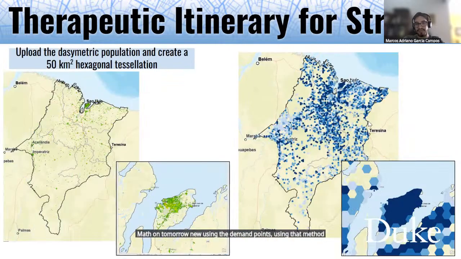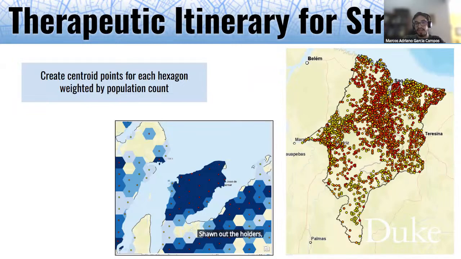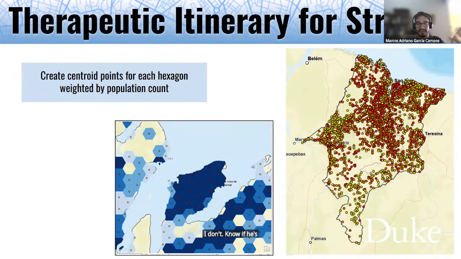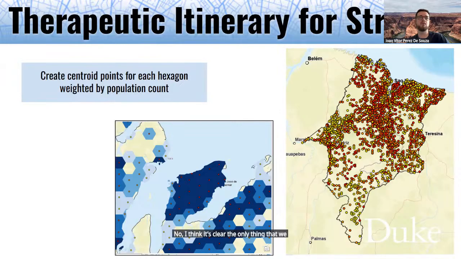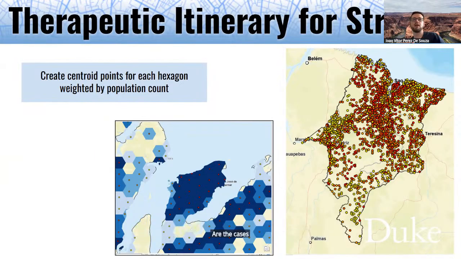If you look, they are very similar to each other, and the colors change according to where I have more or fewer people. I don't know if it's clear or if someone has doubts, but I think it's clear. The only thing we would like to remind everyone is that the demand here is people, the cases, or people who are in need.